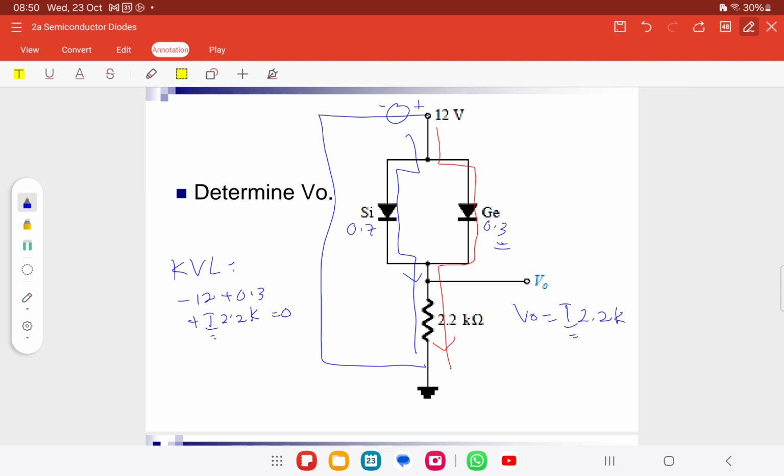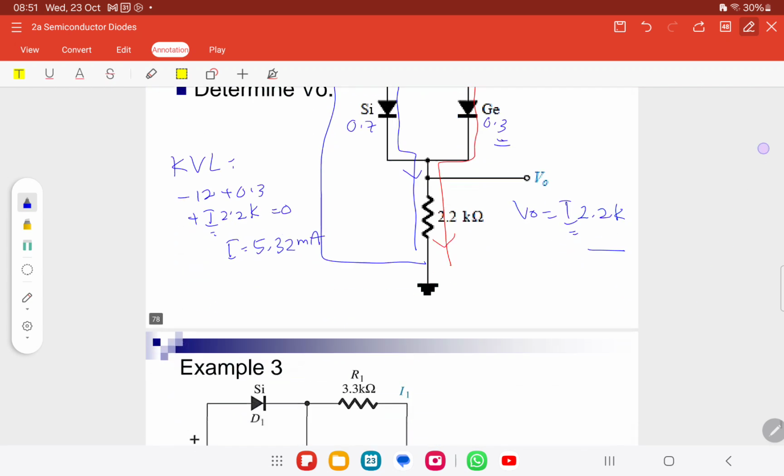How much? 5.3? 5.32. I is 5.32 milliampere. And then V out you multiply. Okay?